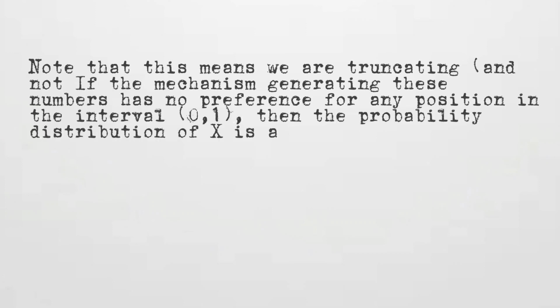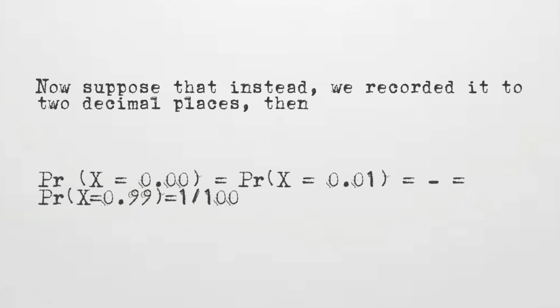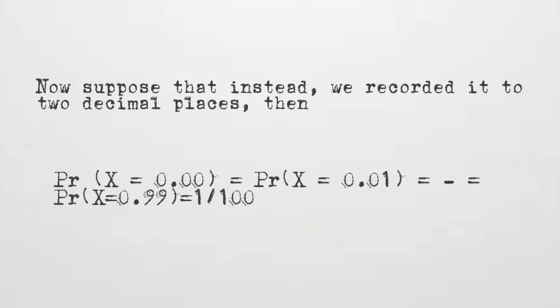If the mechanism generating this number has no preference for any position in the interval (0, 1), then x has a discrete uniform distribution. P(x = 0.0) = P(x = 0.1) = ... = P(x = 0.9) = 1/10. Now, suppose that instead we recorded it to two decimal places, then P(x = 0.00) = P(x = 0.01) = ... = P(x = 0.99) = 1/100. If we record the first k decimal places, the random variable x has 10^k possible outcomes, each with probability 1/10^k.